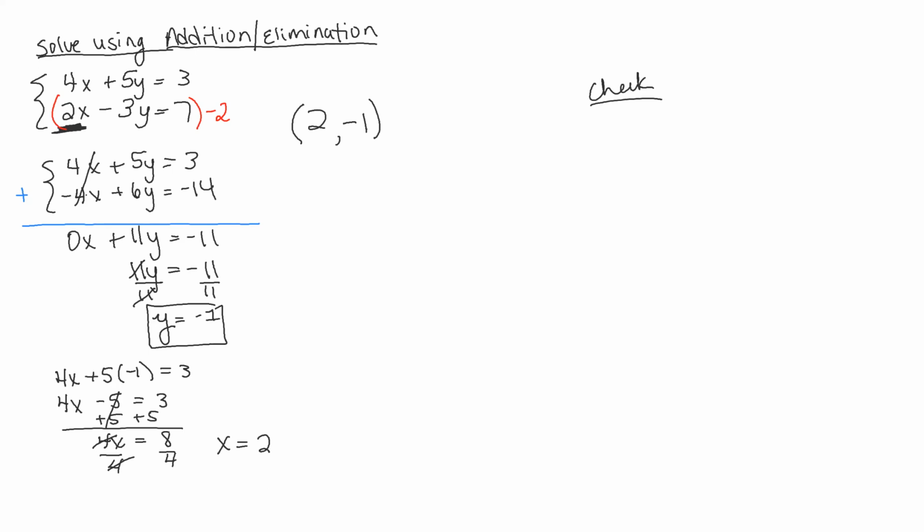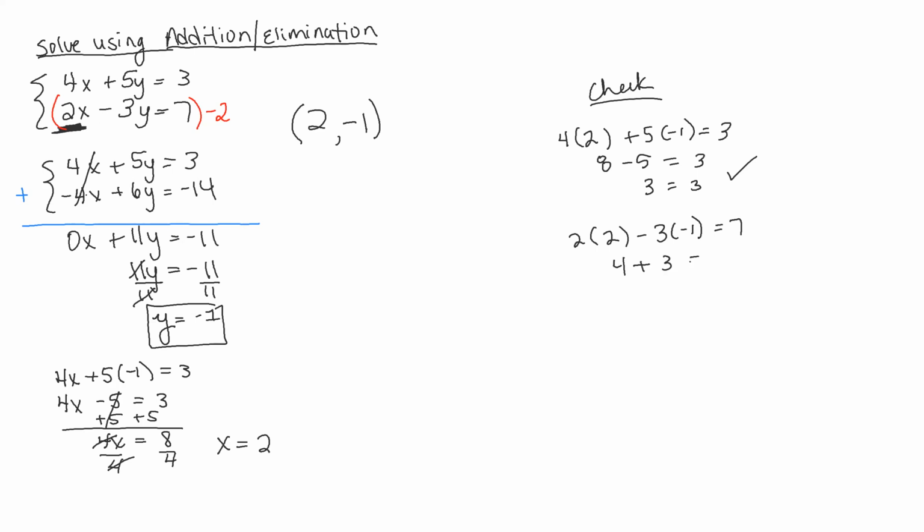Anywhere we see an x, we're going to plug in a 2. Anywhere we see a y, we're going to plug in a negative 1. So I get 4 times 2 plus 5 times negative 1 equals 3. So it's going to be 8 minus 5 equals 3. 3 equals 3. The first equation is good. For the second equation, we get 2 times 2 minus 3 times negative 1 equals 7. Well, 2 times 2 is 4. Negative 3 times negative 1 is positive 3. 4 plus 3 is 7. 7 equals 7. So this does, in fact, work.